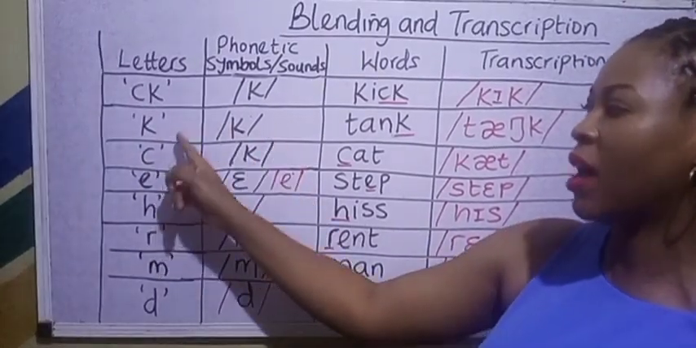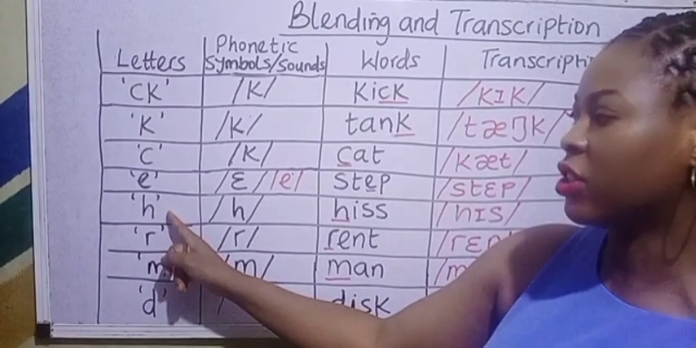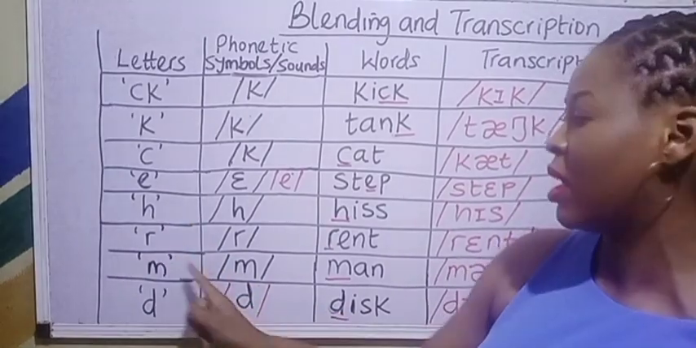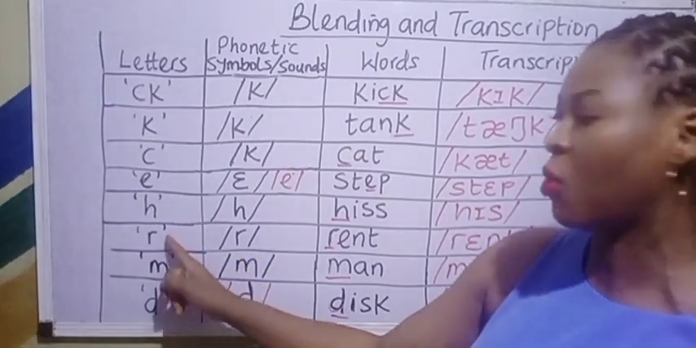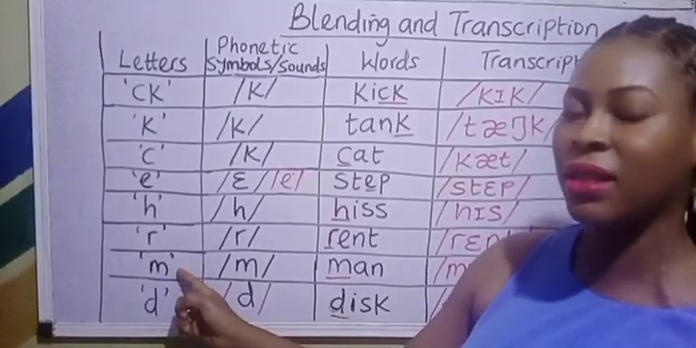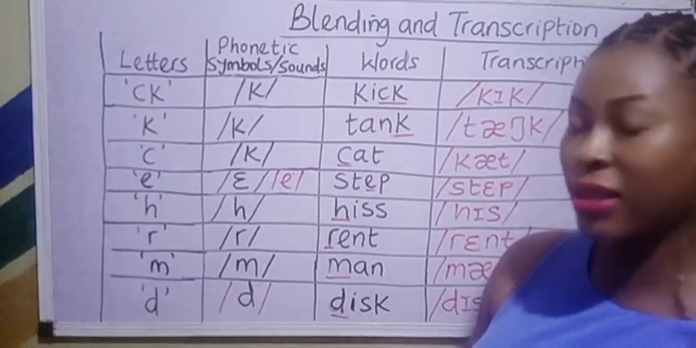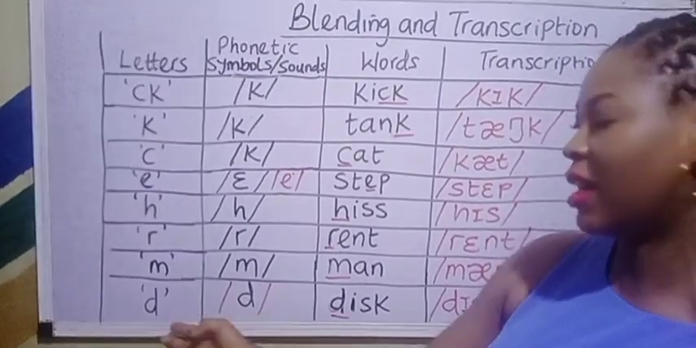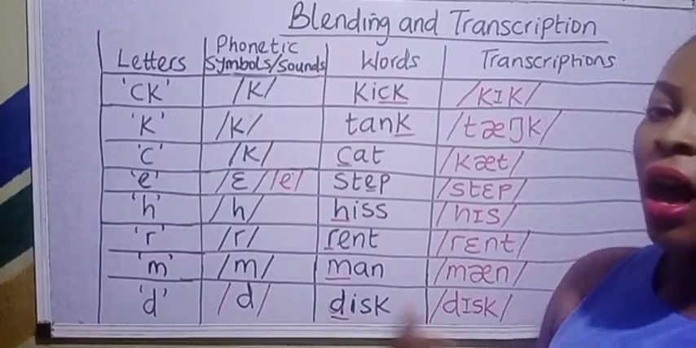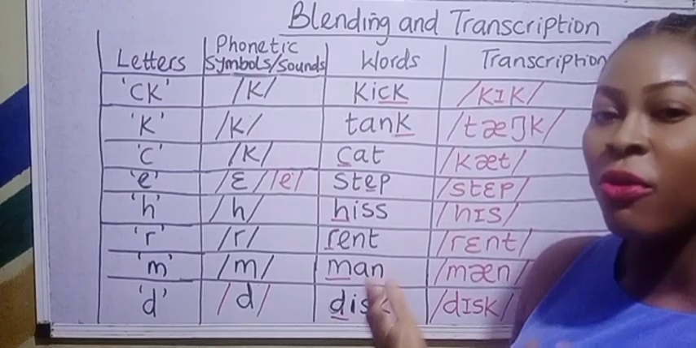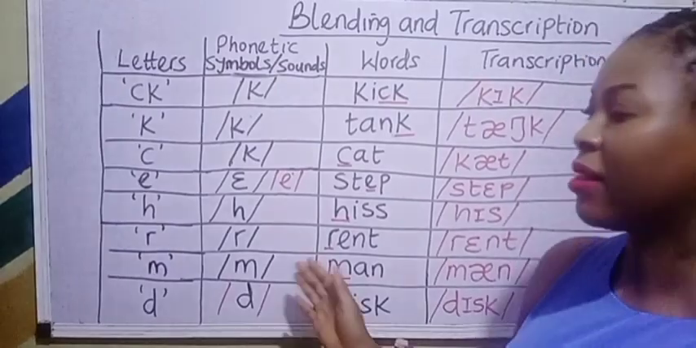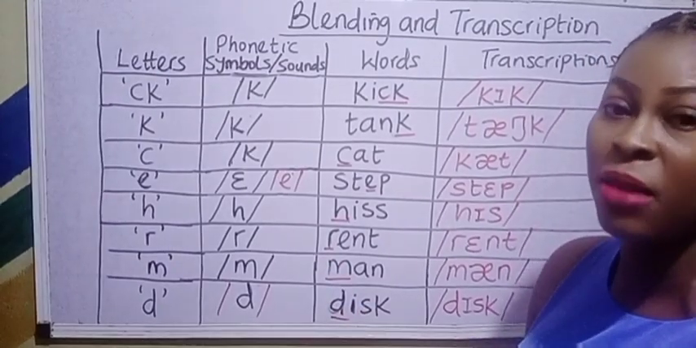And then we have the letter H, sounding as H, represented the same way. And then we have letter R, represented the same way. And then we have represented as what? Represented as letter M, like this, just the same. And then we have letter D, sounding as D. Now, the only difference is that some of these words have different phonetic representation. However, we have some of these English consonant sounds that are just represented in the same form.